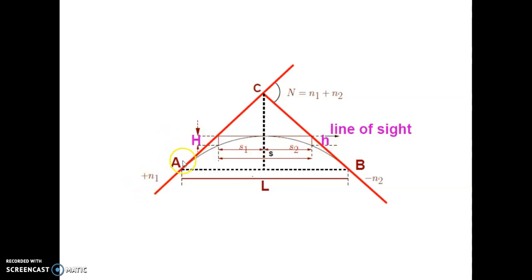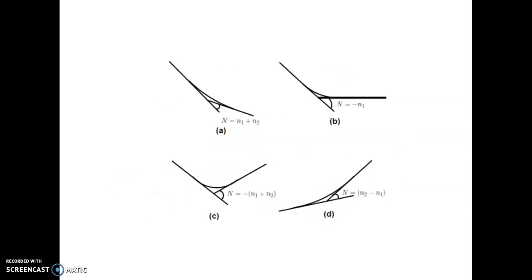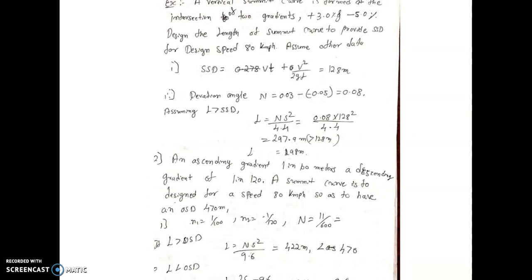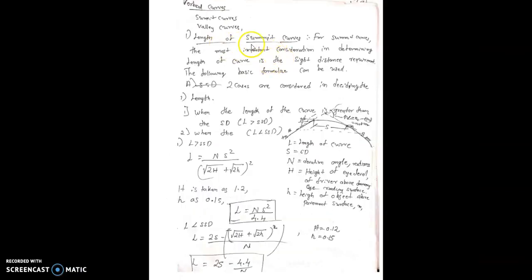Whenever vehicle is traveling through the gradient, the basic problem is sight distance. You will not see whichever vehicle is coming from the opposite direction. Summit curves will be designed for proper sight distances. How we calculate the length of summit curve? I told, based on the sight distance.